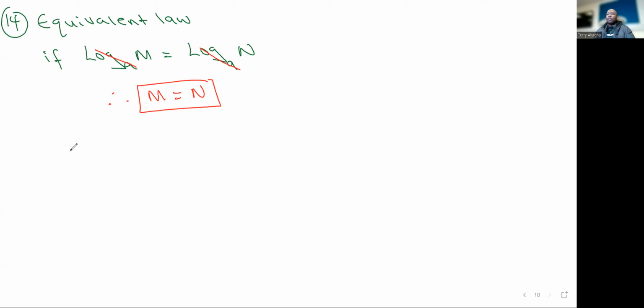It's the same thing. If you have ln of m is equal to the ln of n, I know that ln is the same thing as saying log to base e, right? What we are saying as well is that in this case, the ln here can cancel out this ln, and therefore m is going to be equal to what? n. That is law 14. Now let's go to 15.